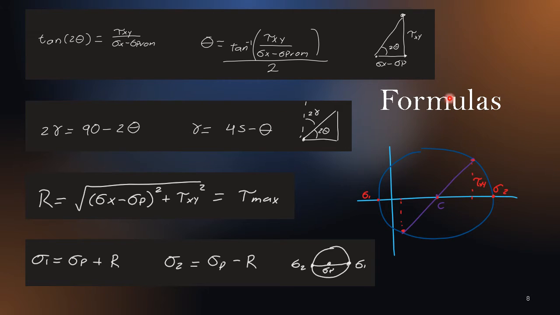After that, we need to find the radius of the circle. Using the same triangle from before, we can see that the radius of the circle is actually the hypotenuse, so we just have to use the Pythagorean theorem. We take the opposite leg and the adjacent leg, square them, add them together, and take the square root of all of that. The radius of the circle is actually the maximum shear stress, so we already have that. And now we need to find both of its extremes. For that, we just need to know the center, which we already have, and add and subtract the radius of the circle.